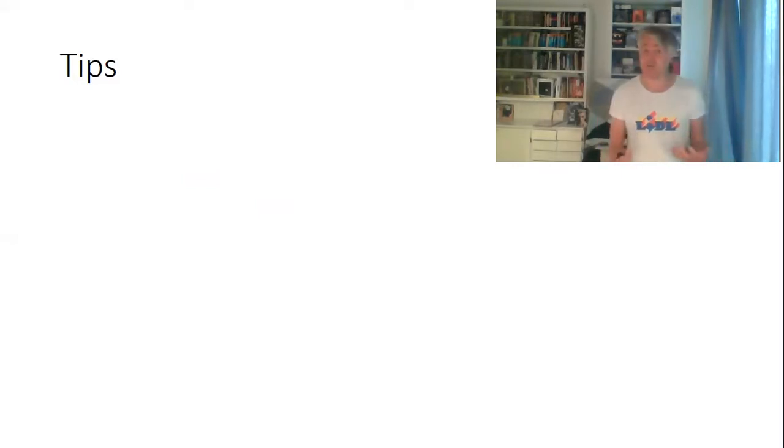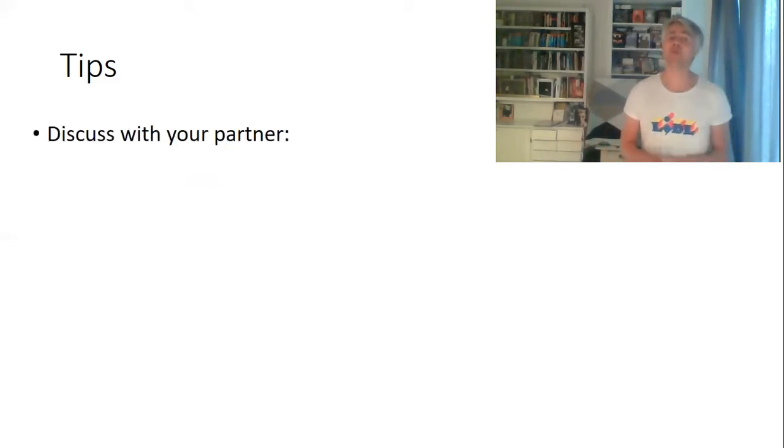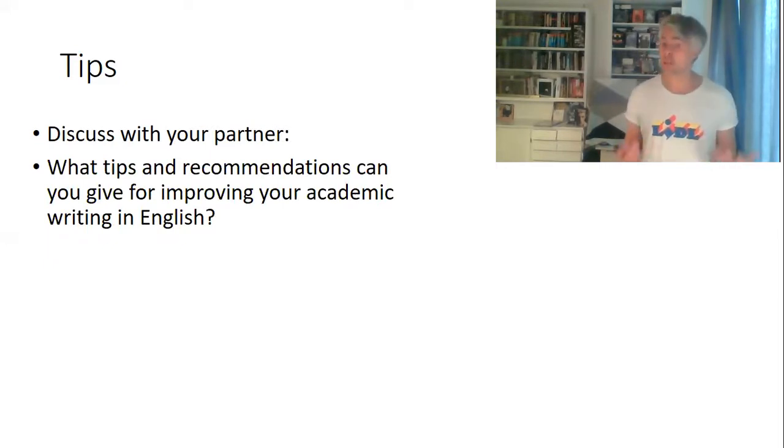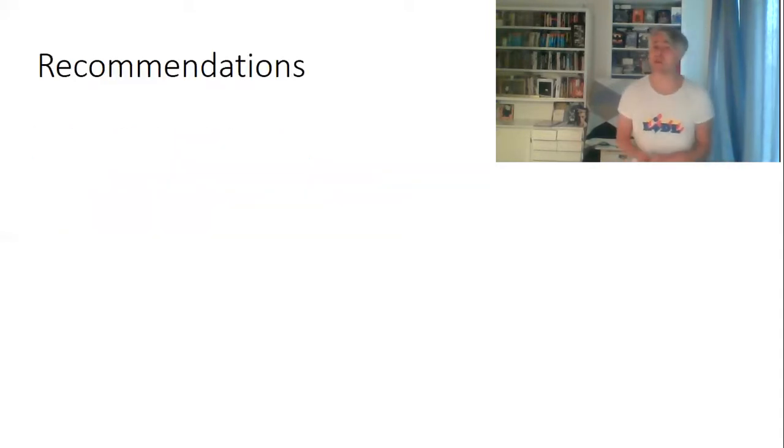Seriously, academic writing was our topic. We want to do it better. Tips. Let's start off with some tips and recommendations. Discuss with your partner what tips and recommendations you can give for improving your academic writing in English. Okay, how can we make it better? So think about it, make a little list. What tips can you give? Easy ways to quickly improve my academic writing. Pause here. What did you come up with?